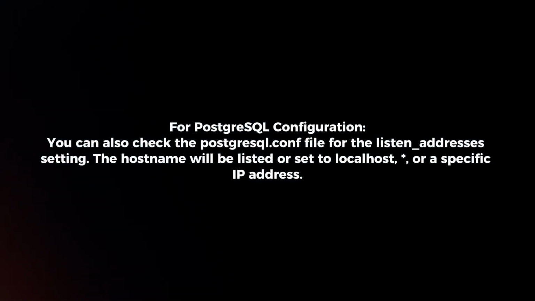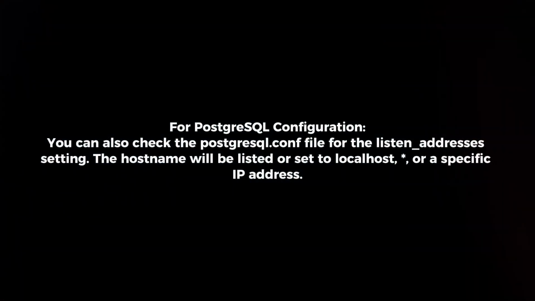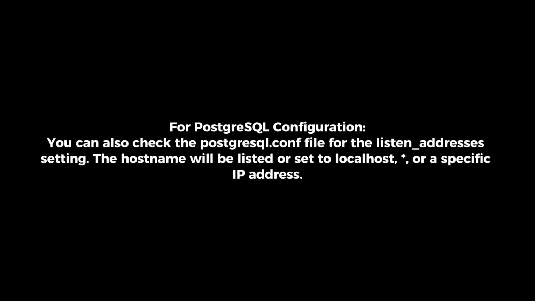For PostgreSQL configuration, you can also check the postgresql.conf file for the listen_addresses setting. The hostname will be listed or set to localhost, *, or a specific IP address. For client connections, when connecting with a client or application, the hostname is typically specified in the connection string.